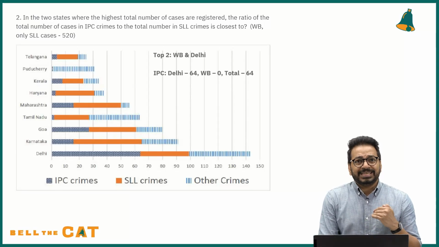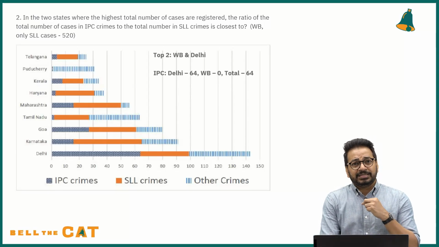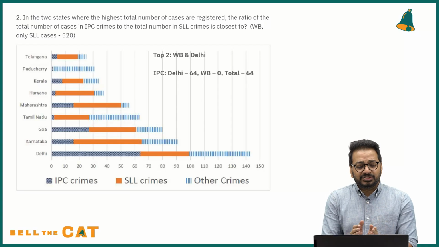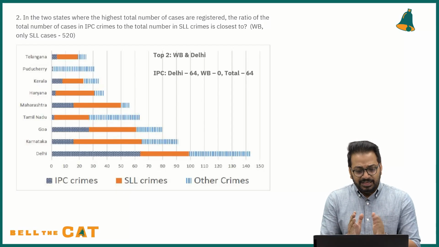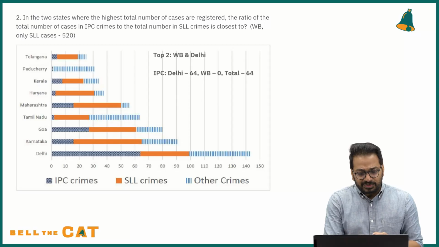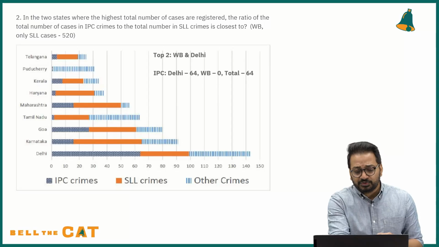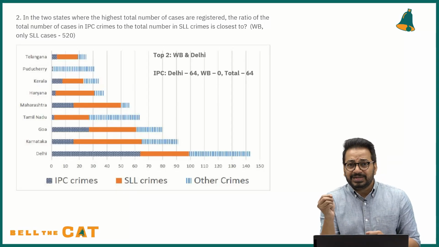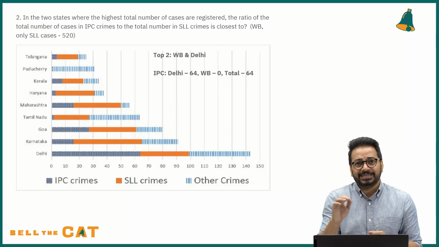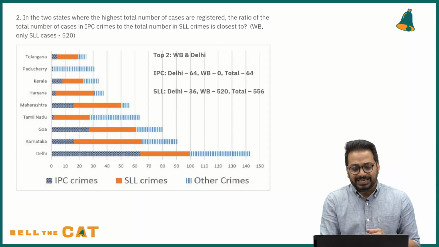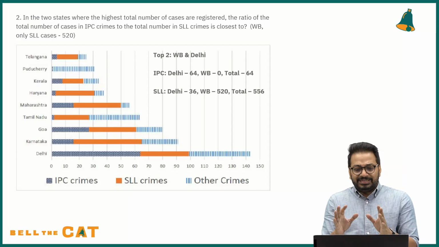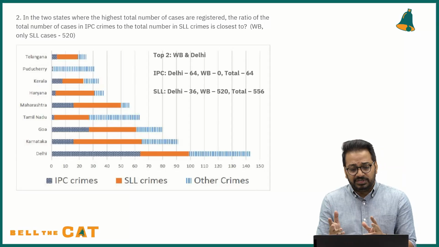IPC to what crimes? SSL crimes. West Bengal SSL is already given as 520. I just need to calculate Delhi SSL. Now Delhi SSL, if I need to calculate, how much do I need to look at? So if Delhi IPC has ended at 64, from 64 this orange bar is going up to what? Up to not 100 but just below that, 99. So 64 to 99, or 63 to 99, is approximately 35 or 36.